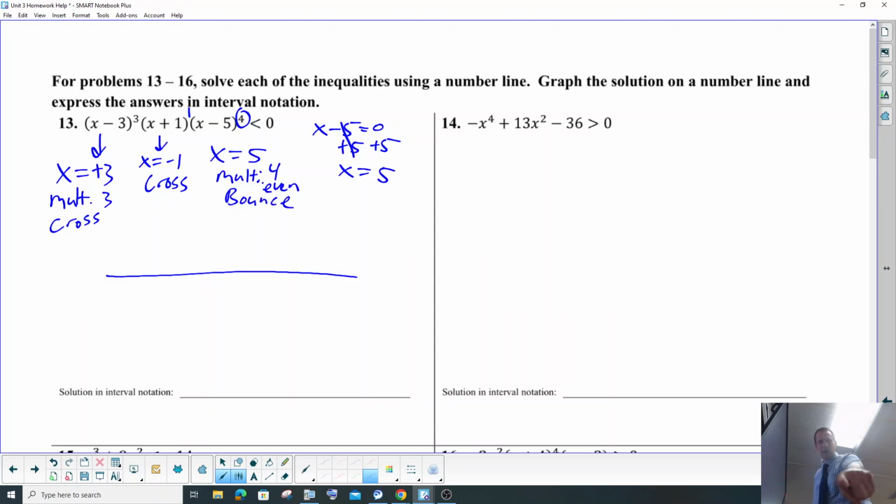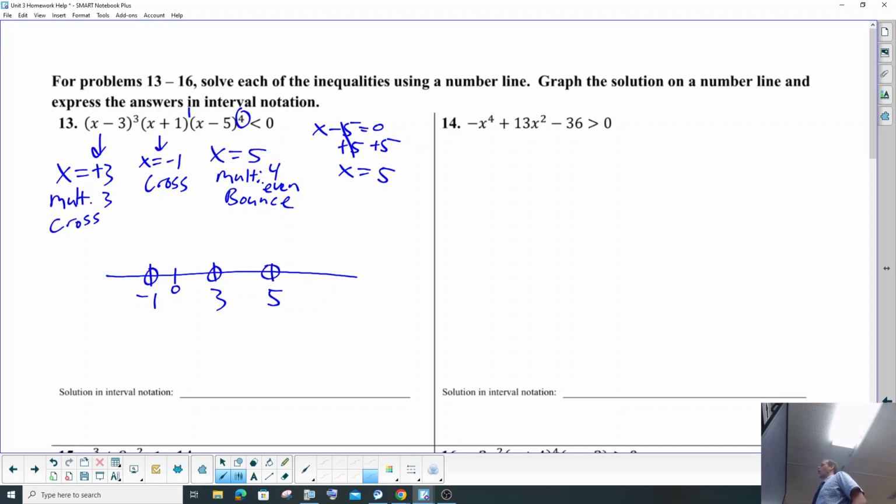Okay, let's graph those. Pause me, you try it on your own. Do the number line. Okay, so what do we have here? We've got a -1. We've got a 0. We've got a positive 3 and a positive 5. Uh-oh, it's less than 0. What does that mean? Open hole or closed hole? Less than, no equal to. So that means we're going to have an open hole, open hole, open hole.